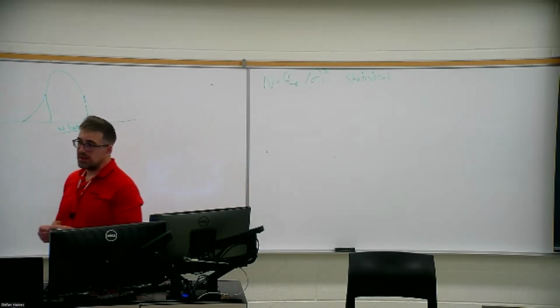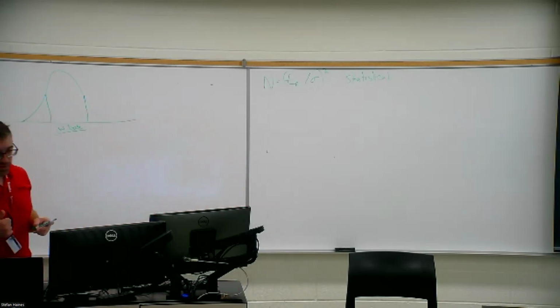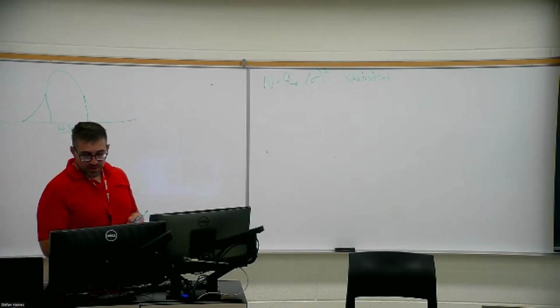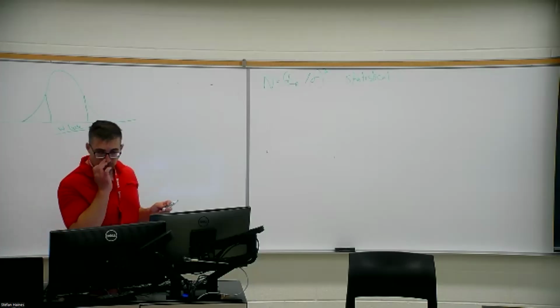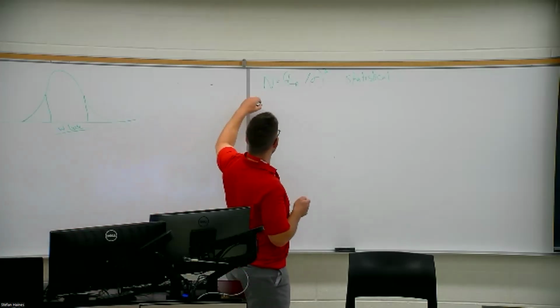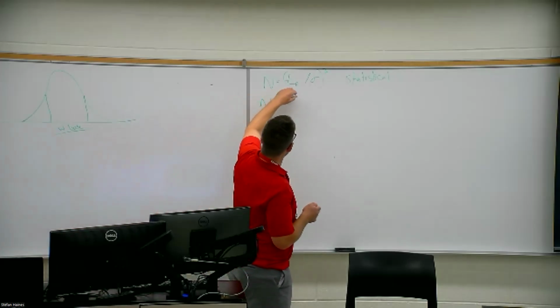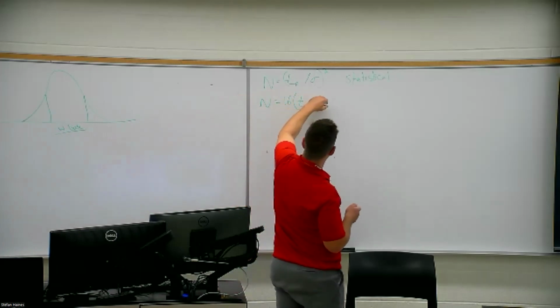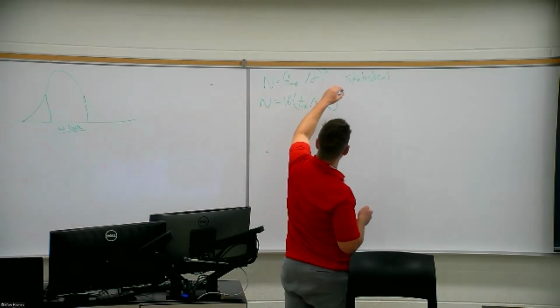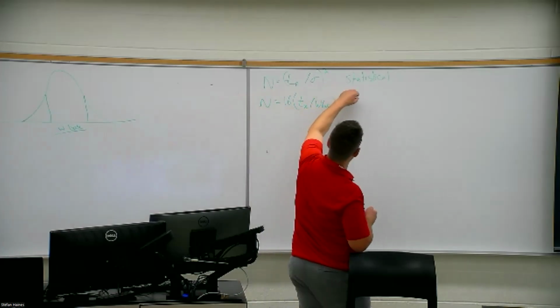Cool? Great. So it will be 16 times your retention time divided by W base squared. So this is 16 times the retention time divided by W base squared, and that will be your USP tangent.